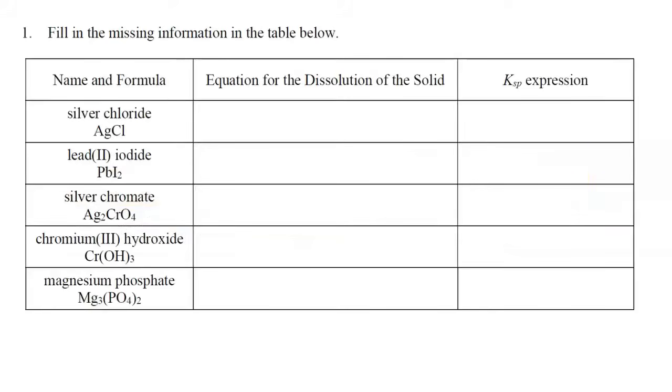Question 1. Fill in the missing information in the table below. So we are given the name and the formula of 5 different ionic compounds, and we have to write the equation for the dissolution of the solid and also write the Ksp expression. Let's start with silver chloride.